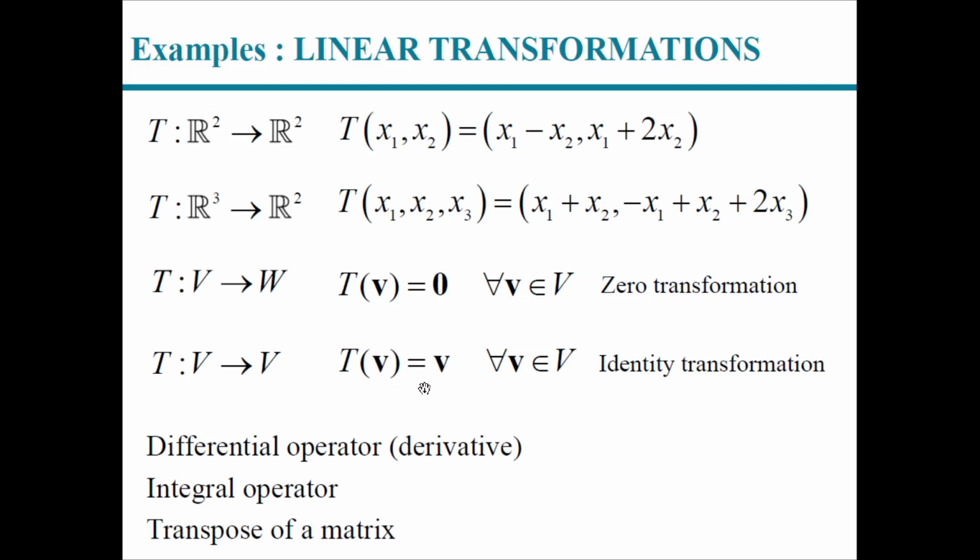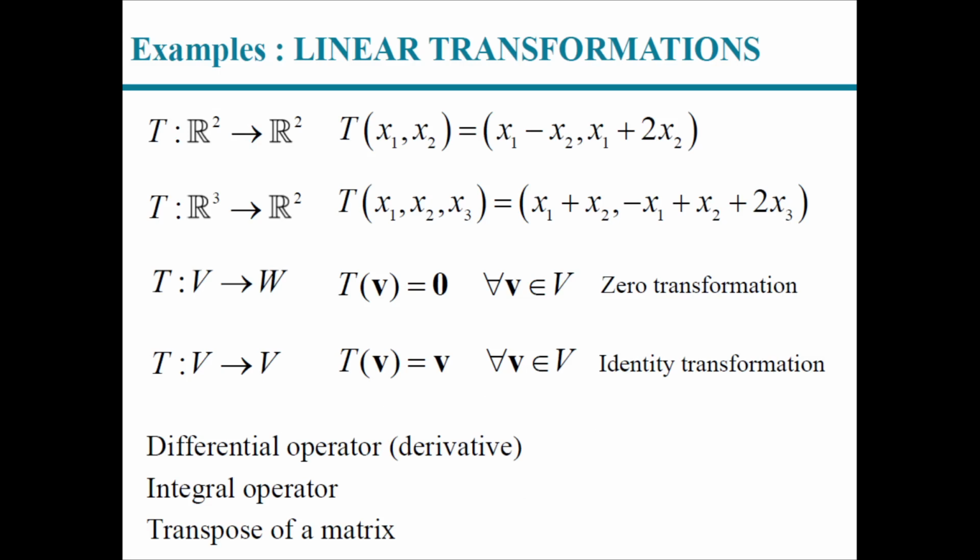And then we have zero transformation, identity. We saw last time that the differential operator, derivatives, that's also linear. Integral is also linear. Transpose of a matrix is linear. So linear transformations are not limited to only vectors, columns of numbers. They can take as argument matrices, functions, polynomials. For now, we are going to focus on columns of numbers, but this is just to remind you that linear transformations are more than that.